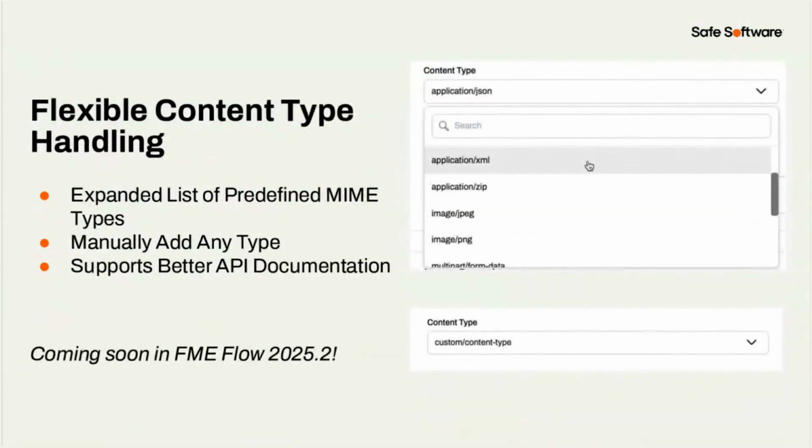APIs often need to support a wide range of content formats, and now you'll have full control over that in FME. We're expanding the list of predefined content types that you can choose from, and we're also giving you the ability to manually add custom MIME types when needed. That means better alignment with your existing systems, more accurate, standards-compliant API docs. It's especially useful for teams working with external API consumers or integrating with strict specifications.